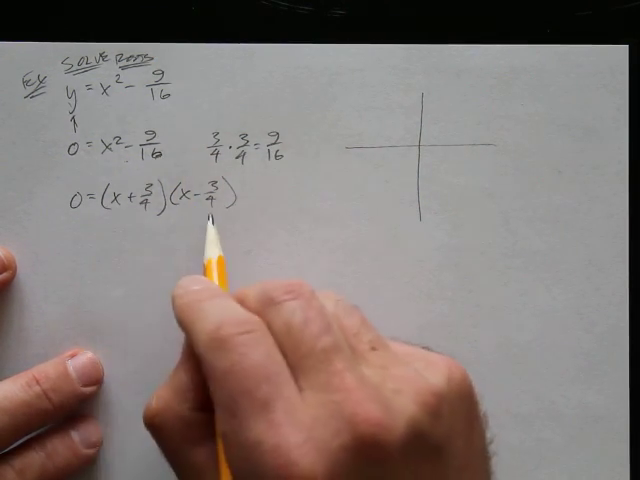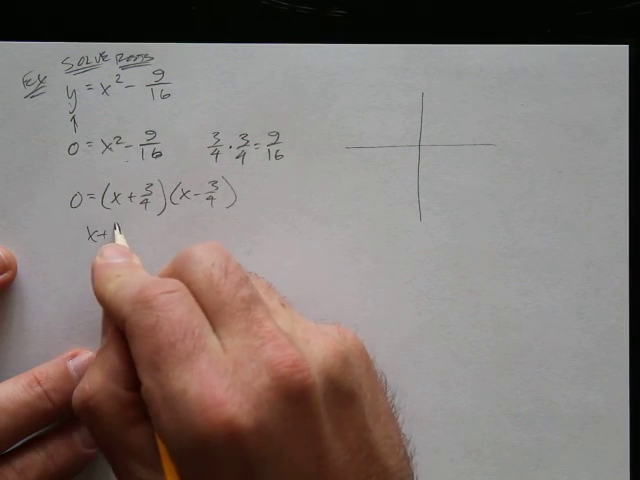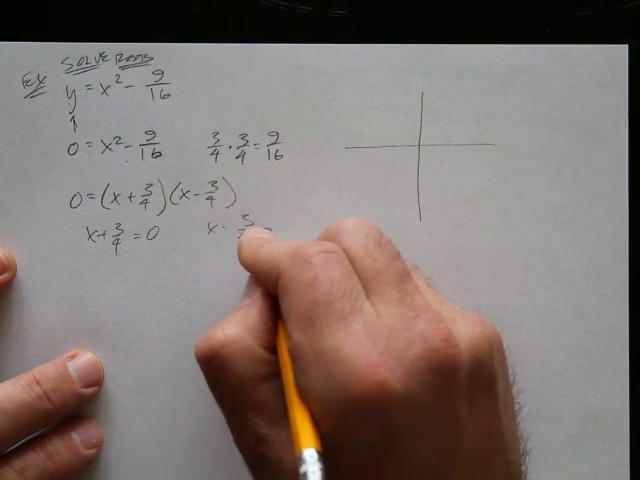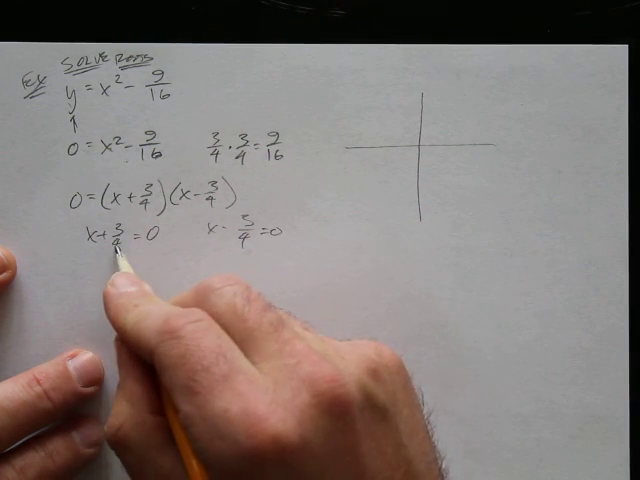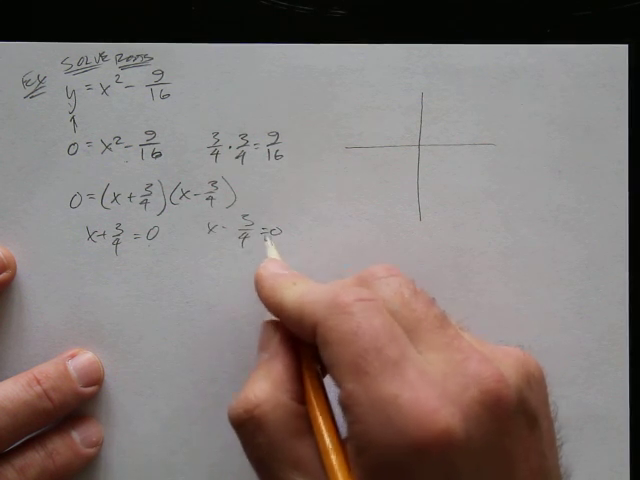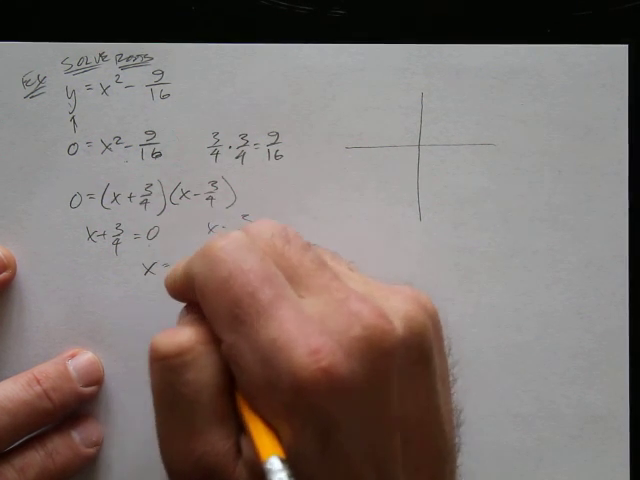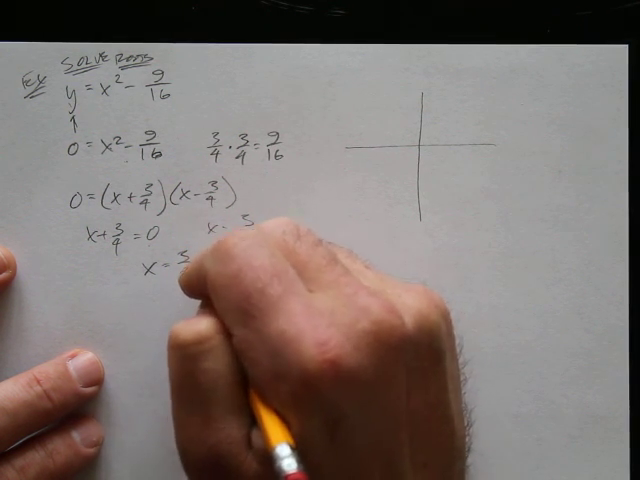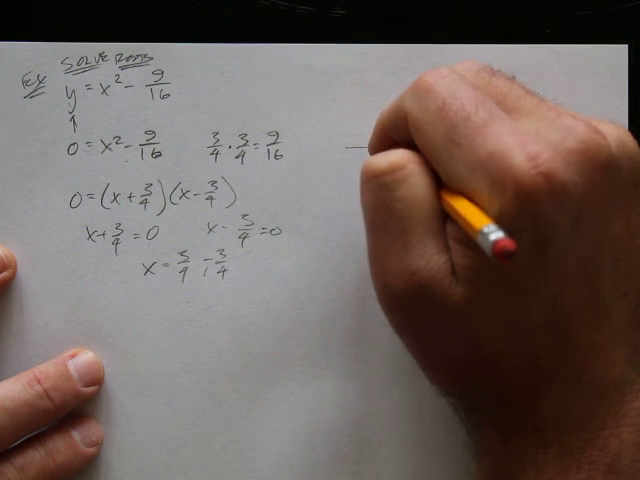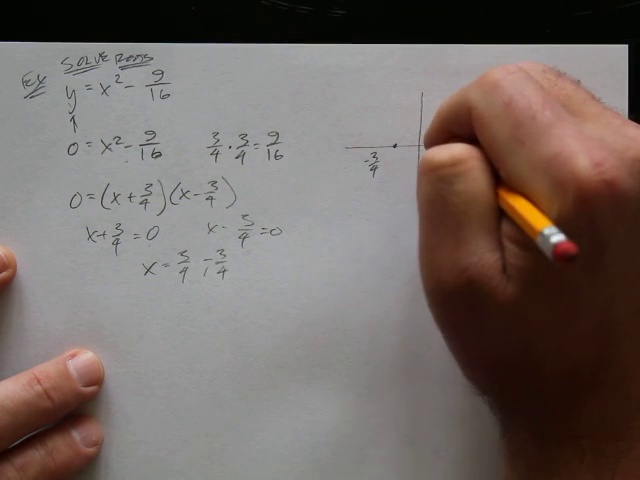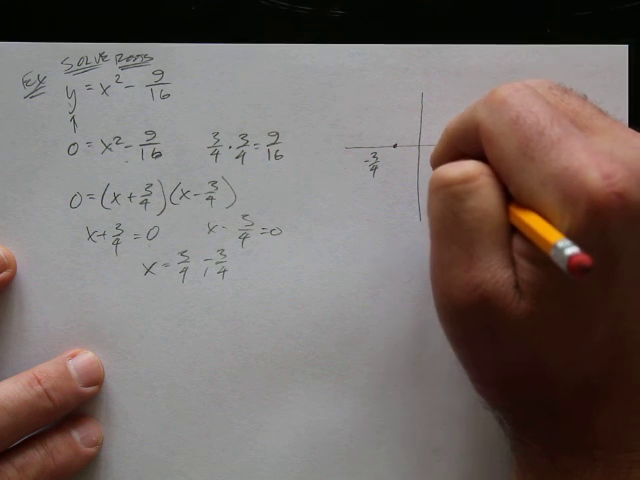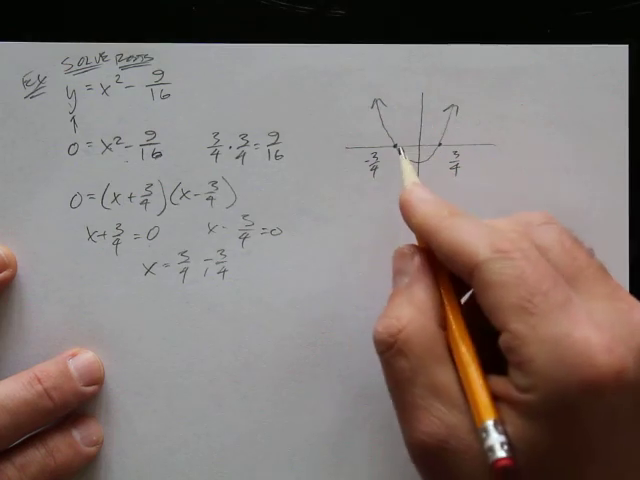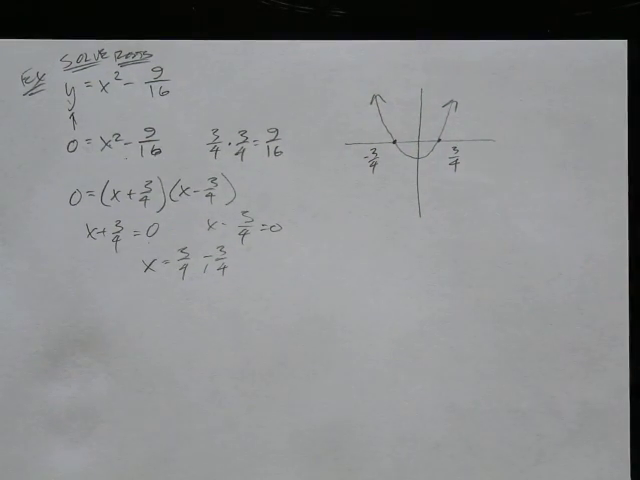Remember how we do it when we get to this point here? We say x plus 3/4 equals 0, and x minus 3/4 equals 0. We subtract 3/4 from both sides, we add 3/4 to both sides on this one, and we end up with x equals positive 3/4 and x equals negative 3/4. So we'll just say negative 3/4 is here, and we'll say positive 3/4 is here, and our parabola is going to look like this. Those are our roots of this.